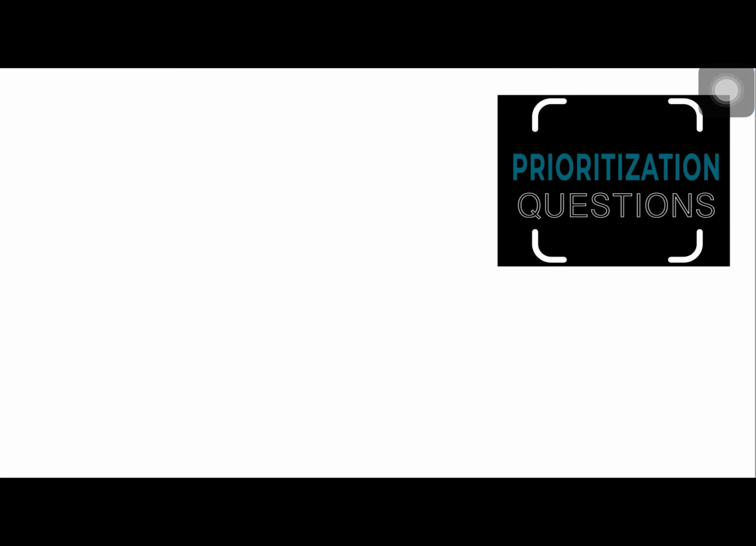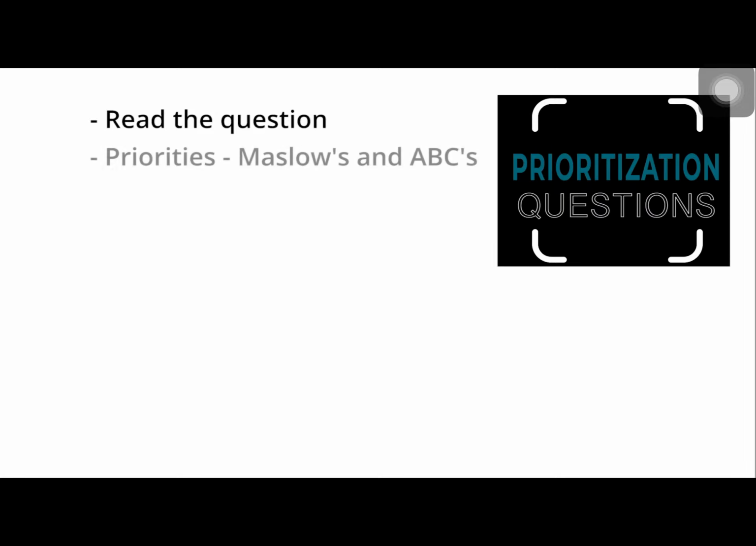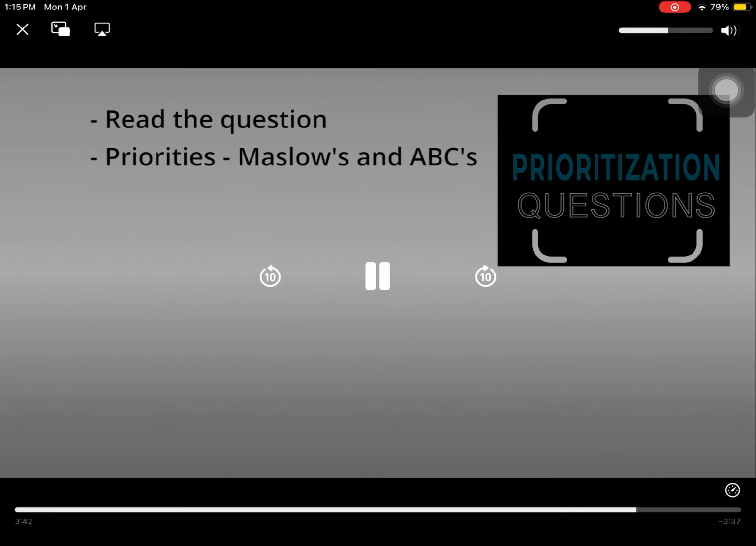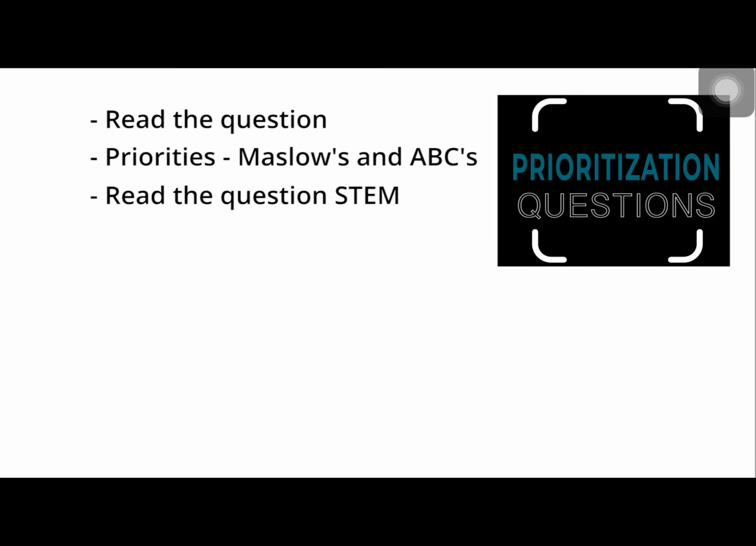Have a method for answering prioritization questions. First, read the question in its entirety. Consider your priorities according to Maslow's and the ABCs. Reread the question stem, and then do a brief brain dump, considering what you know about what you were asked. Organize your thoughts, again, according to Maslow's and ABCs that are relevant.